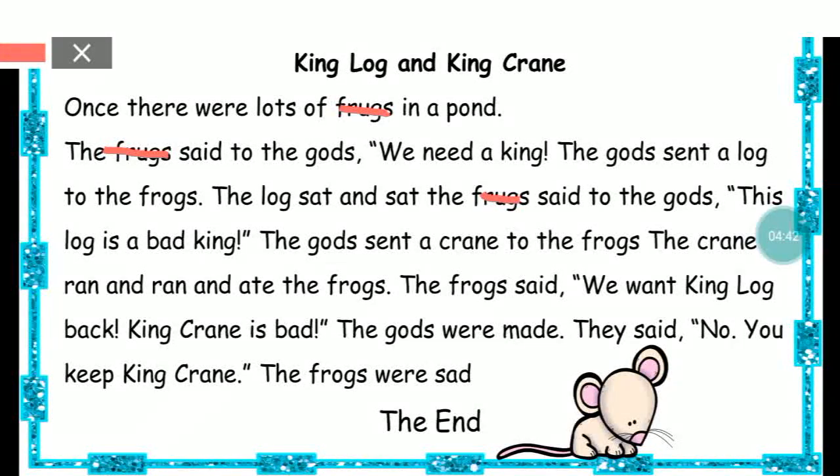said to the gods, this log is a bad king. The gods sent a crane to the frogs. The crane ran and ate the frogs. The frogs said, we want King Log back. King Crane is bad. The gods were mad, but here they wrote made, so we remove the made and write mad. They said, no, you keep King Crane. The frogs were sad.